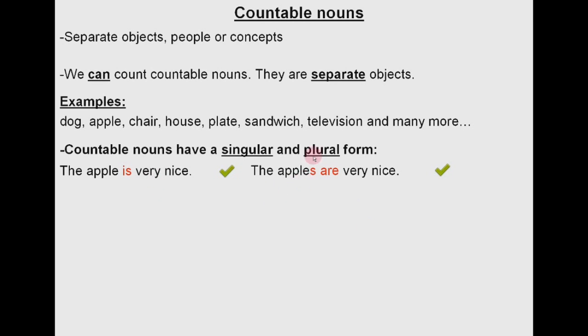And in the plural, so countable nouns can also have a plural. Here we are talking about several apples. So we add an S to make the plural, and the verb to be is in the third person plural.